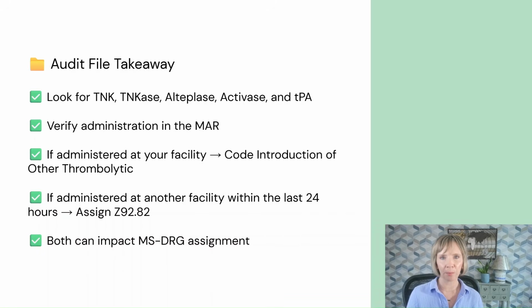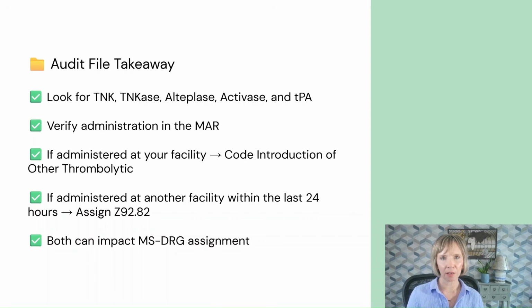Finally, let's review the key points that can help you avoid this coding error. Whenever you're coding a stroke or TIA admission, be sure to look for documentation that tPA was administered. Remember that the medication may be documented under a variety of names, including alteplase, Activase, tenecteplase, TNK, or TNKase. Verify administration in the medication administration record. If the medication administration was started at your facility, report the appropriate ICD-10-PCS code for the thrombolytic administration.